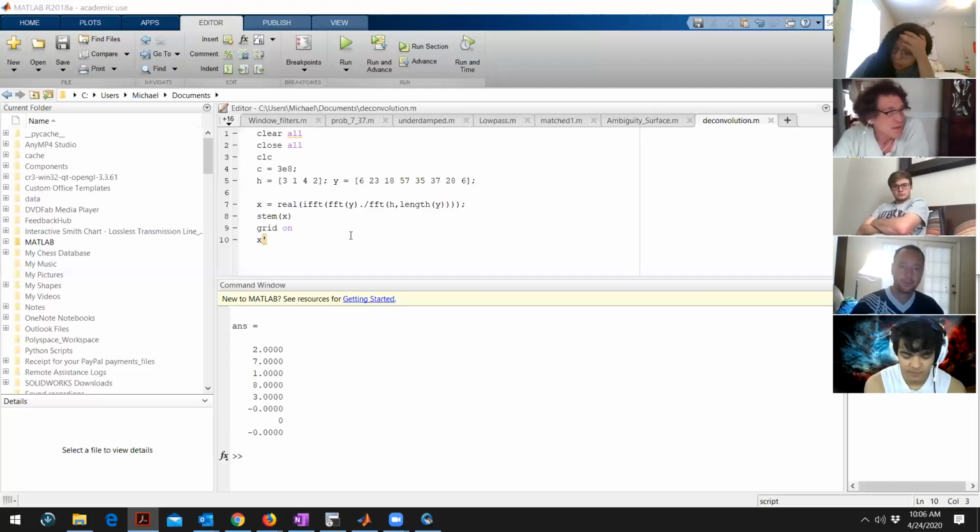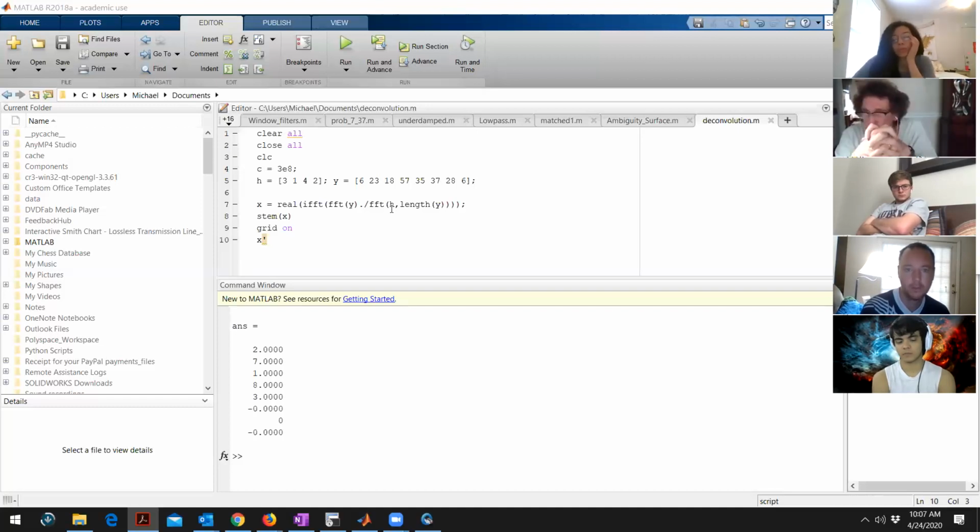Take that, and so I'm going to do the FFT of Y, and then I'm dividing it by the FFT of H. Now this is like you're in the transform domain. Remember, normally we have X convolved with H is equal to Y. Here in the Z domain, it would be X of Z times H of Z equals Y of Z.